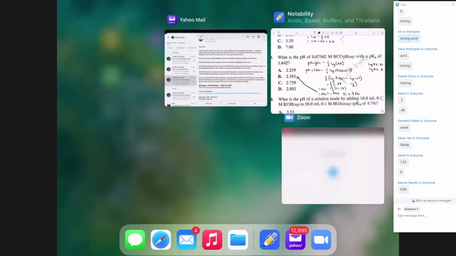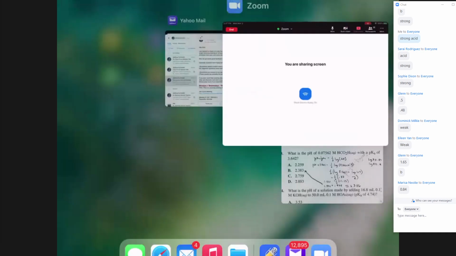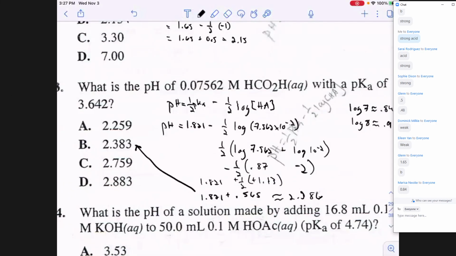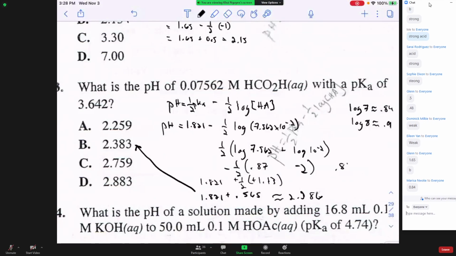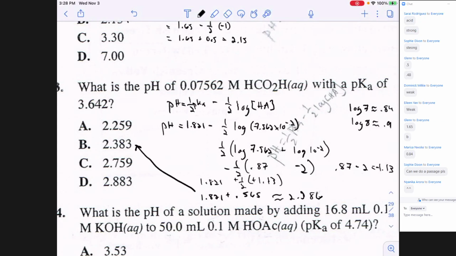Does that make sense? How are we going to use 1.13? 1.13 is 0.87 minus 2. It's negative. But you're subtracting, right? That's what this negative sign here is. So the negative and negative became positive. So it's like if I added that number after I divided that 1.13 by 2.